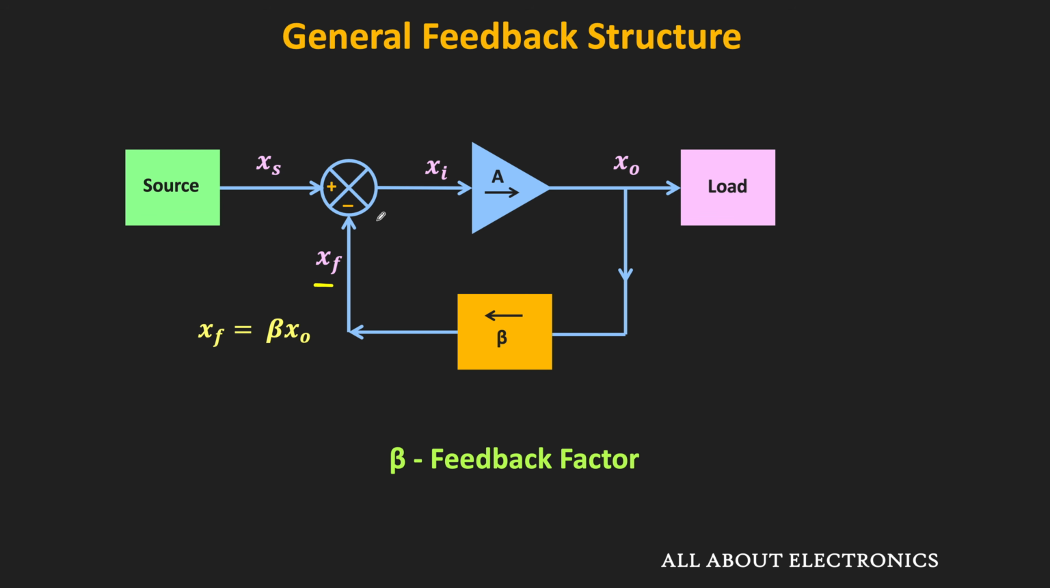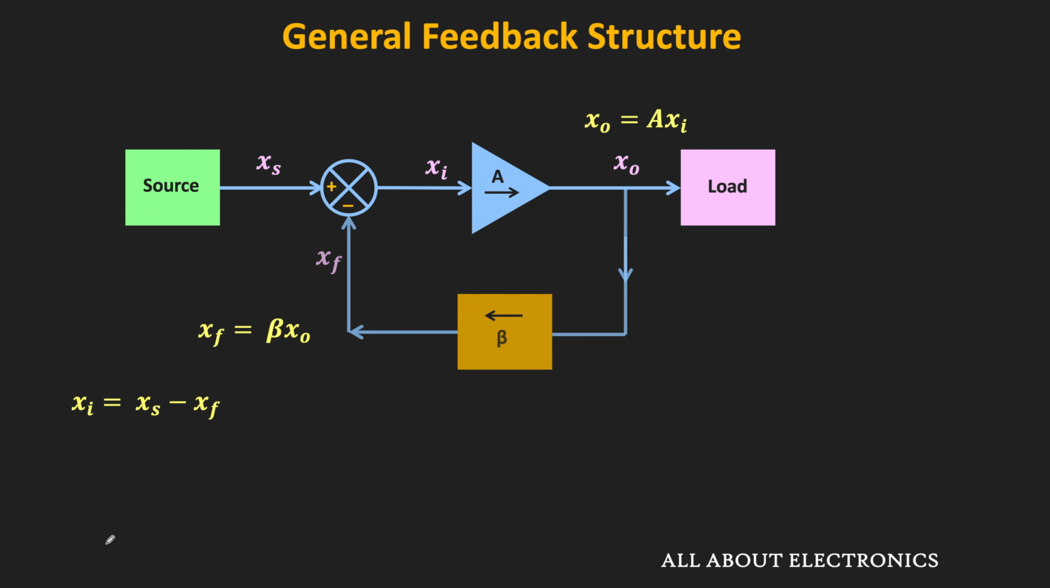So we can say that X0 is equal to A times Xi, and the input Xi is equal to Xs minus Xf, that is the difference between the source signal and the feedback signal. Basically, we want to find out the overall gain of the amplifier with the feedback. So we want to find out X0 divided by Xs.